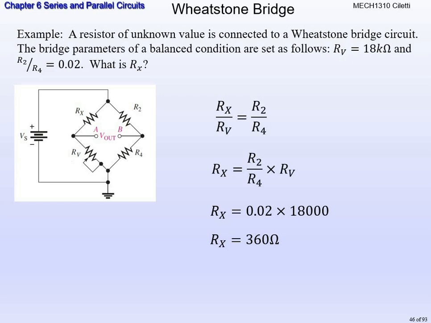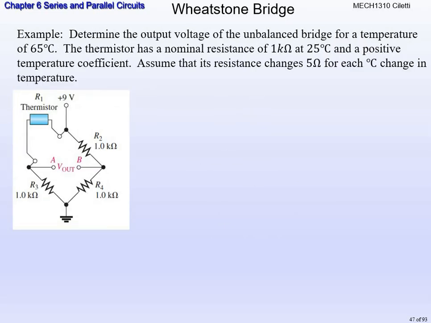Alright, the next one's going to take it a little bit to the next level. This is kind of like the last one we did. It says determine the output voltage of the unbalanced bridge for a temperature of 65 degrees Celsius. The thermistor has a nominal resistance of 1 kiloohm at 25 degrees Celsius and a positive temperature coefficient. Assume that its resistance changes 5 ohms for each degrees Celsius change in temperature. So what's that mean? Every time we go up, so if we go from 25 degrees Celsius to 26 degrees Celsius, we've raised 5 ohms.